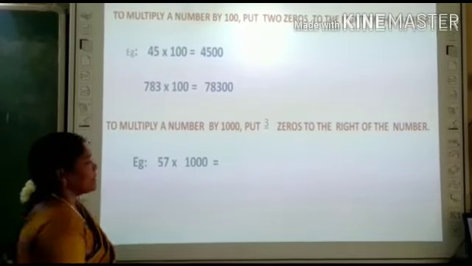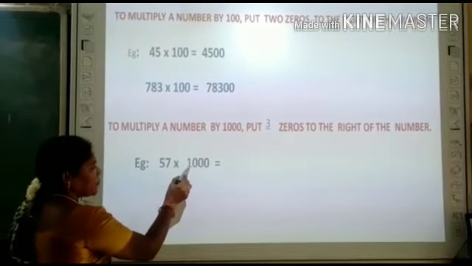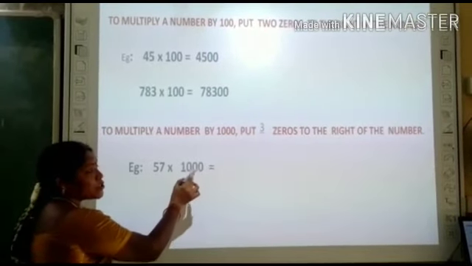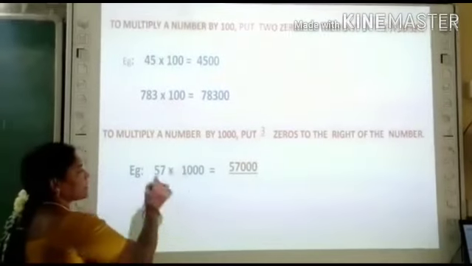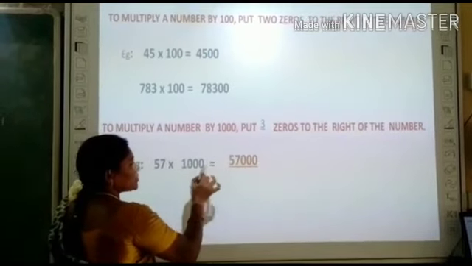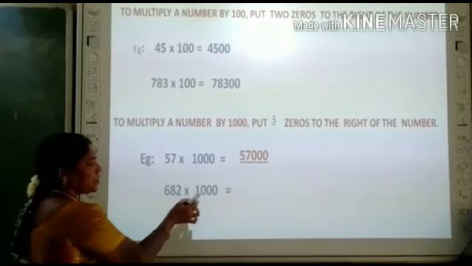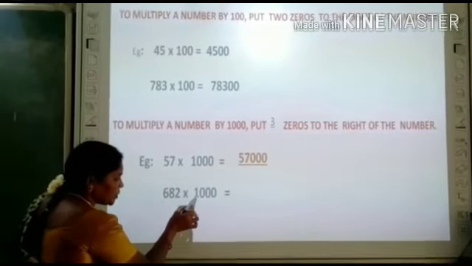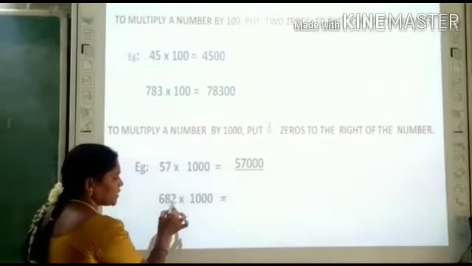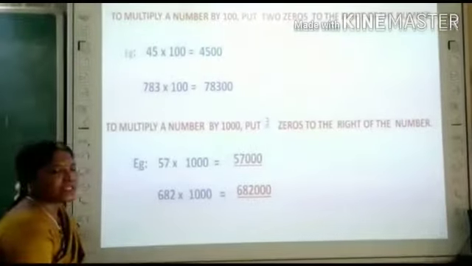Look at some examples. 57 into 1000. First we multiply by 1, so 57 ones are 57. Then you add 3 zeros to the right of the given number. That is 57,000. Then next, 682 into 1000. 682 into 1: any number multiplied by 1 gives the same number. 682 ones are 682. Then you add 3 zeros to the right side of the given number.